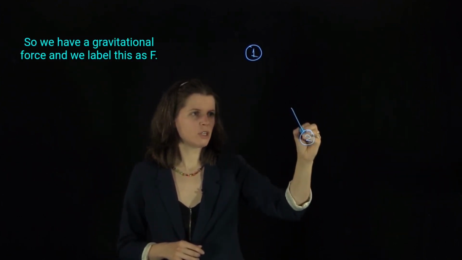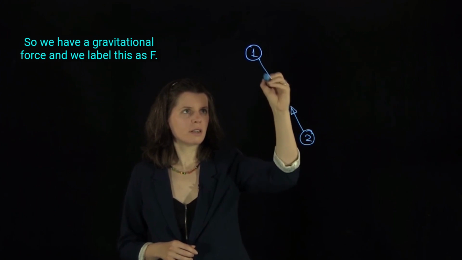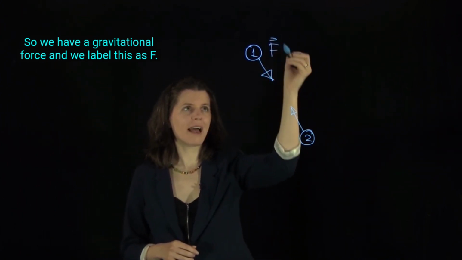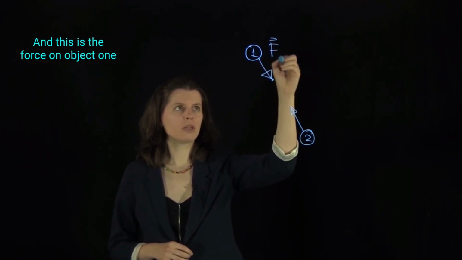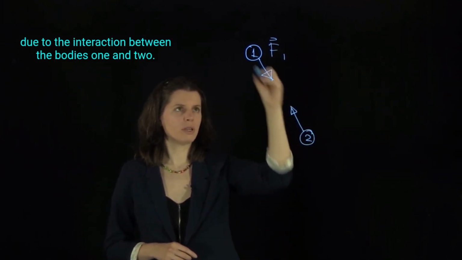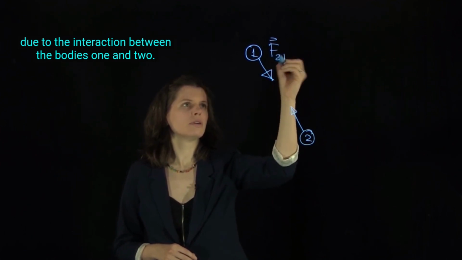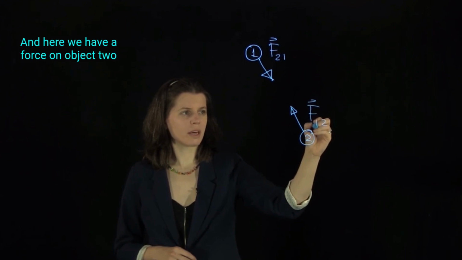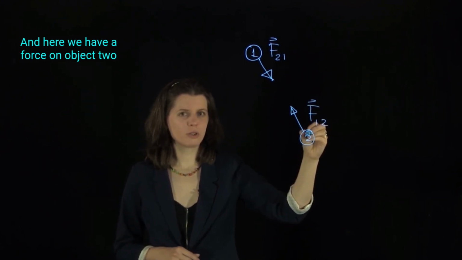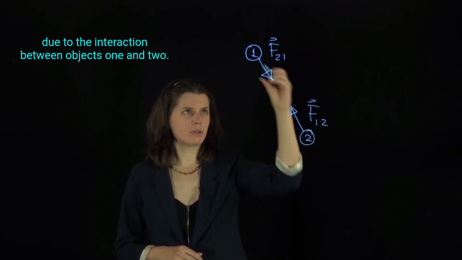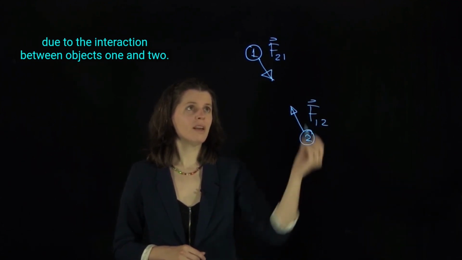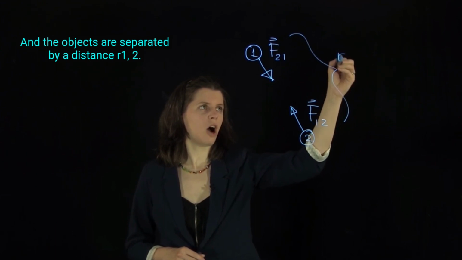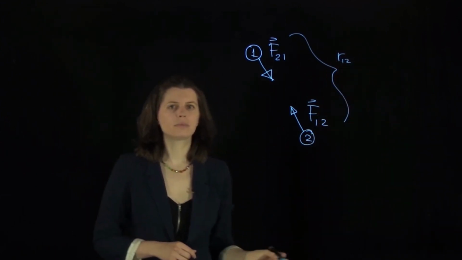So we have a gravitational force, and we label this as F, and this is the force on object 1 due to the interaction between the bodies 1 and 2. And here we have a force that's a force on object 2 due to the interaction between objects 1 and 2. And the objects are separated by a distance r12.